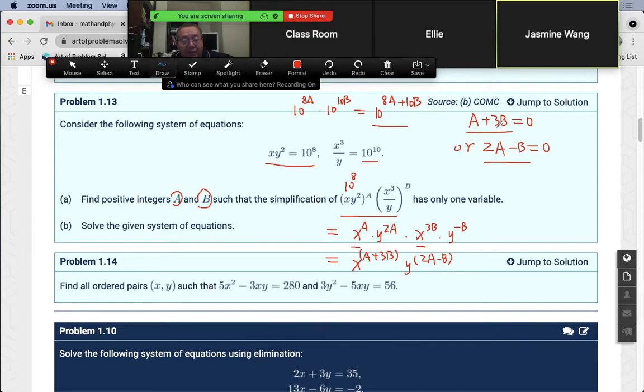So now let's say if this one equals 0, then we can get a equals negative 3b, right? Then you get negative 3b, right? And let's say you get a equals negative 3b. If a equals negative 3b, what is the information we can get?